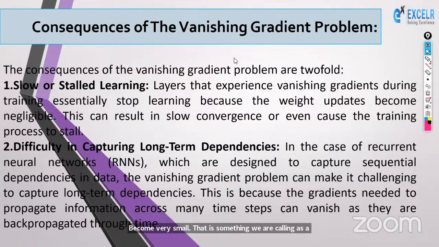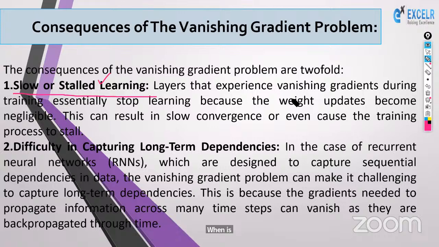Now let's see, if the vanishing gradient problem is there, what will be the consequences for your model? How will it impact your model? Let's quickly see that. Probably you will face two issues. One is slow learning or stalled learning. That means if your weights are not being adjusted quickly, it will take a larger number of iterations to get the optimum value of the weight.